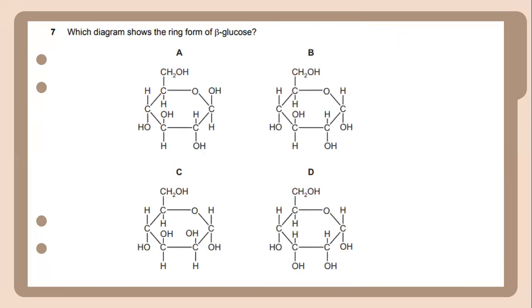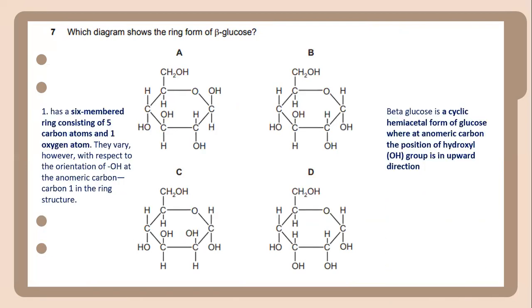Number 7, which diagram shows the ring form of beta glucose? If you can see that the structure for beta glucose is a cyclic hemiacetal form of glucose, where at the anomeric carbon, the position of the hydroxyl OH group is in upward direction. If you compare between the 4 diagrams, which indicates the OH group is in upward direction? So A, right? So the answer will be A.